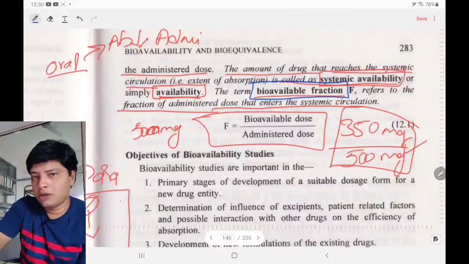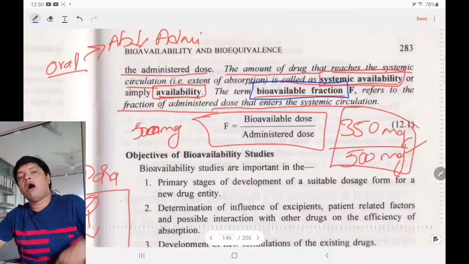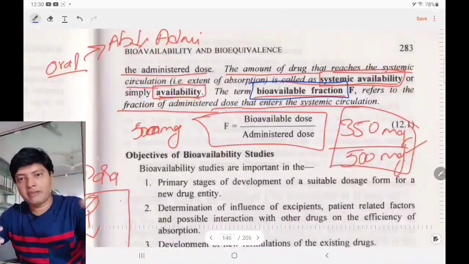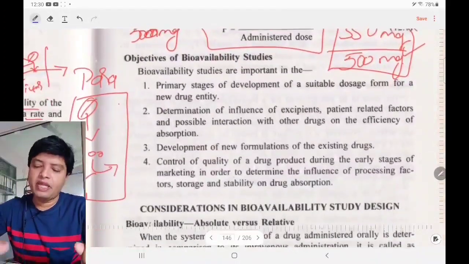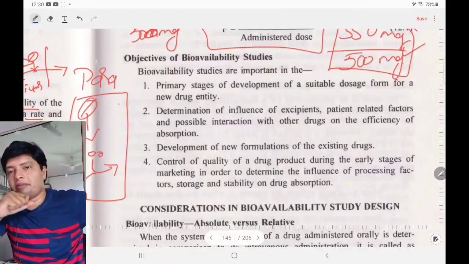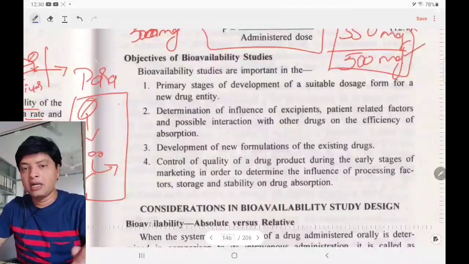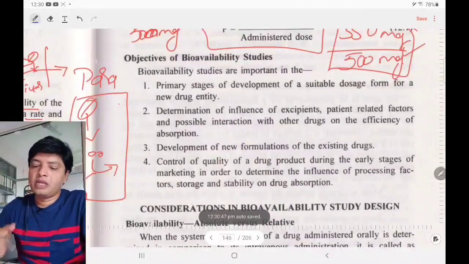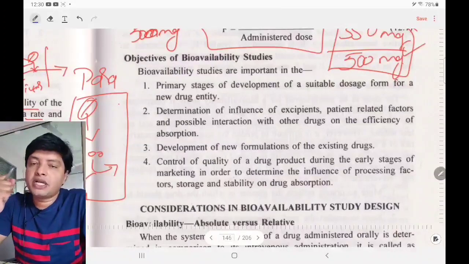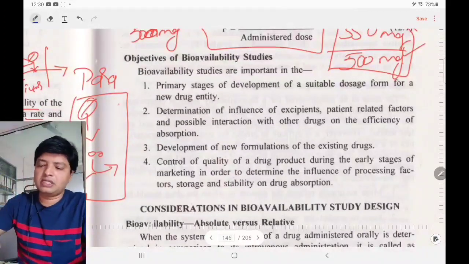Two terms are there: bioavailability rate and extent. Bioavailable fraction means the fraction of how much drug entered the body divided by the total drug given. Then we will see the objective: why we are studying bioavailability as a chapter. There are whole studies conducted on bioavailability, so what are the objectives of bioavailability studies?